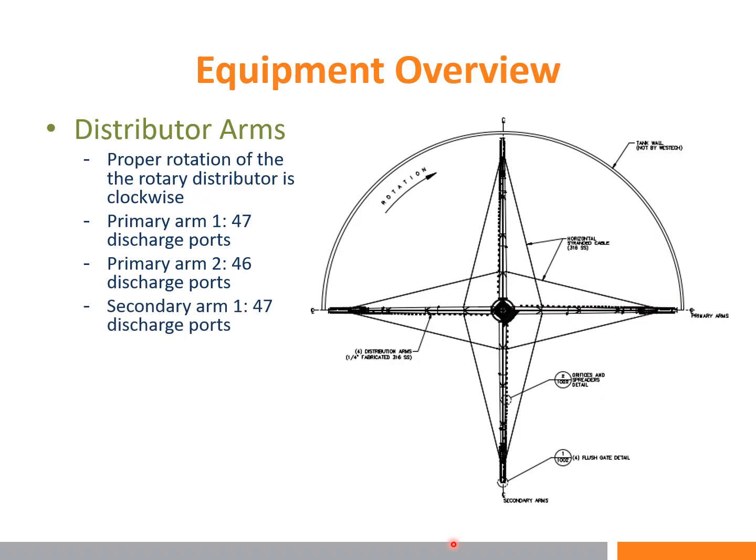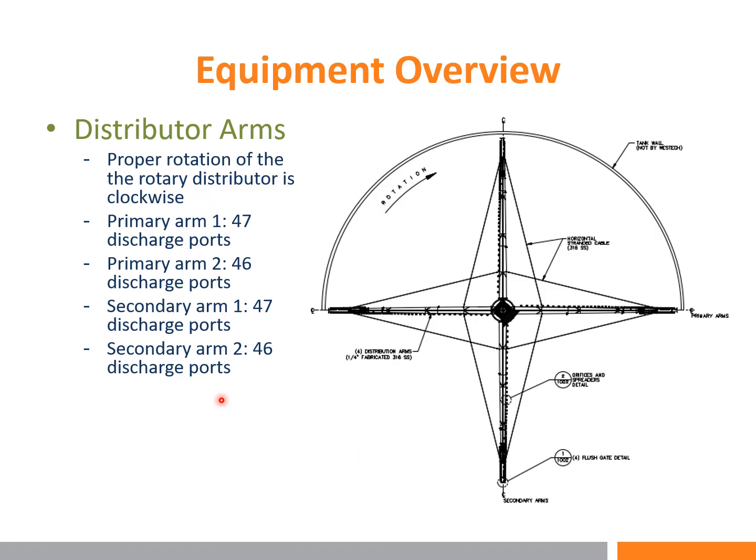Secondary arm number 1 has 47 discharge ports, and secondary arm number 2 has 46 discharge ports. So secondary arms are here. Secondary arm number 1 is located here, and then 180 degrees is secondary arm number 2. So technically, primary arm number 1 and secondary arm number 1 are the same configuration. So primary arm number 1 here, secondary arm number 1, same construction.